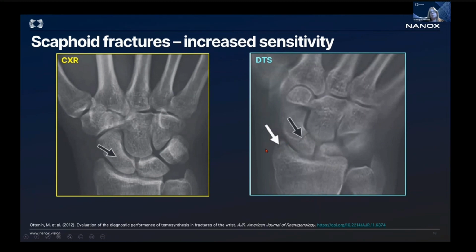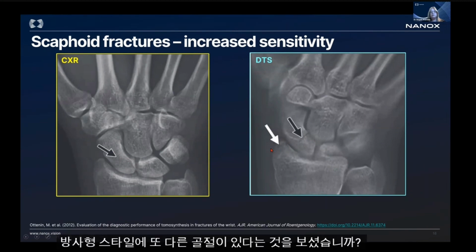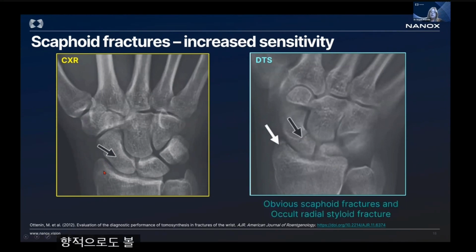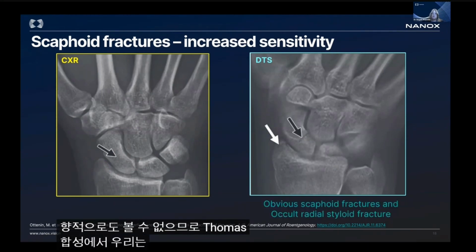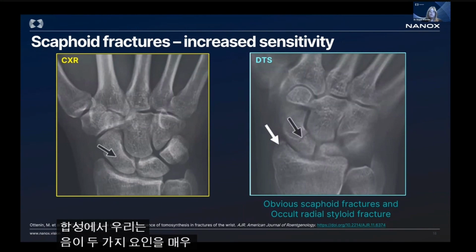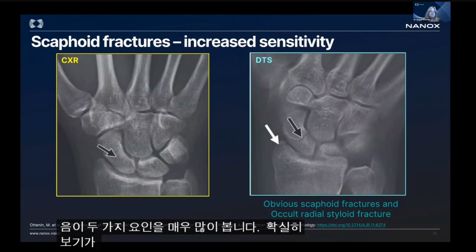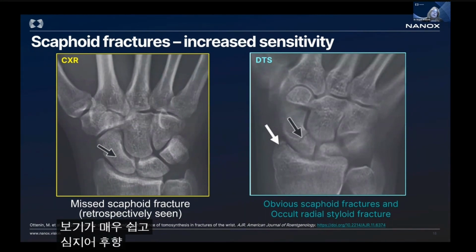did you see that there is another fracture in the radial styloid? It's impossible to see it even retrospectively. So on the tomosynthesis, we see these two fractures very clearly. It's very easy to see them. And even retrospectively, these fractures are missed on radiographs.